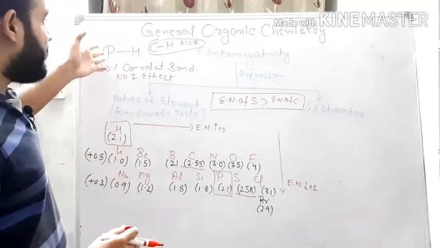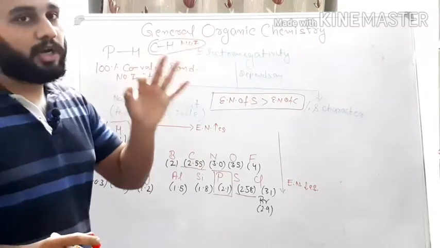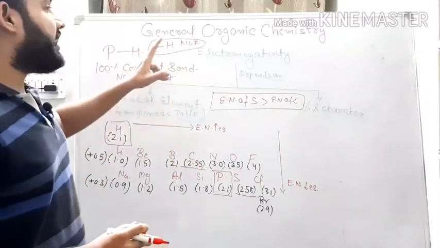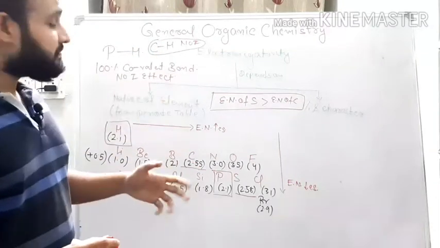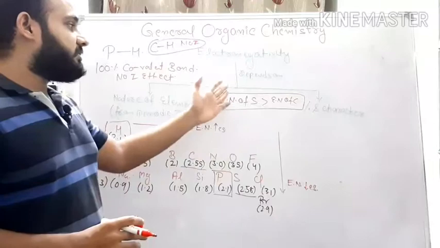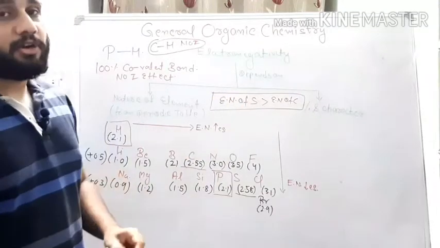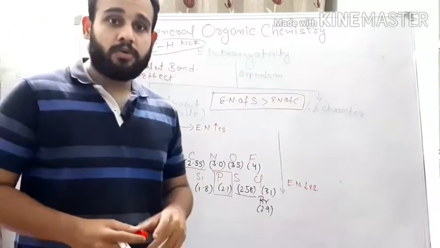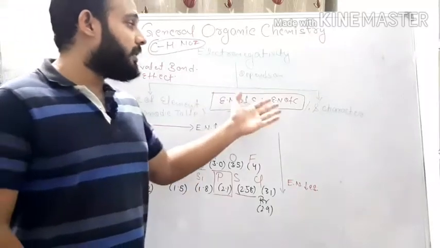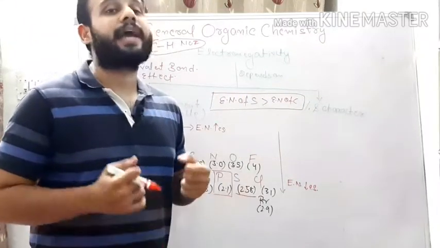Okay, first one is that phosphorus-hydrogen bonds are purely covalent. You can't consider the inductive effect in a carbon-hydrogen bond. And third, the electronegativity of sulfur is greater than the electronegativity of carbon. Understand, friends?